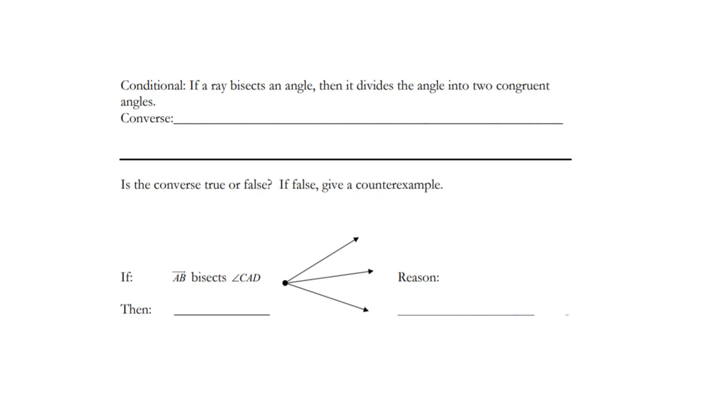So there will be some pattern to our examples today. So here's another one. If a ray bisects an angle, then it divides the angle into two congruent angles. Let's again practice writing our converse.